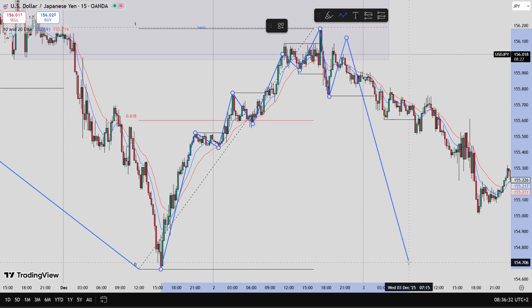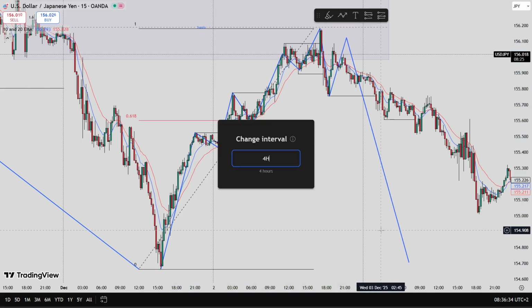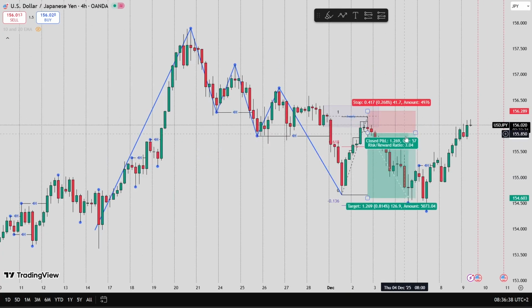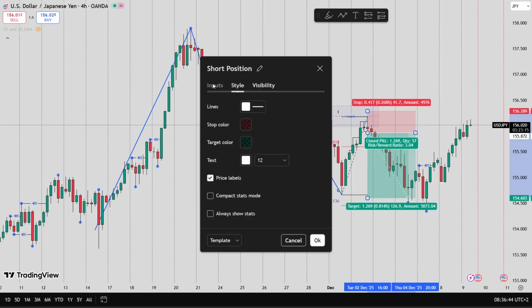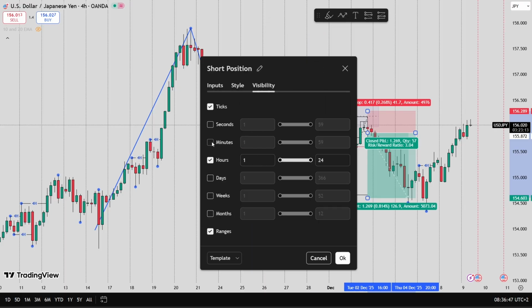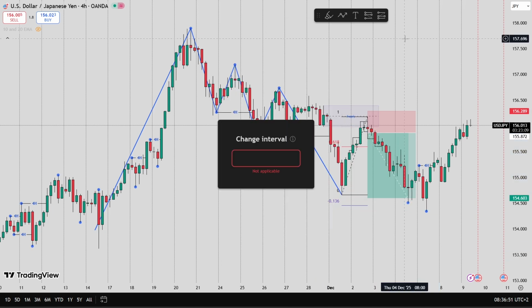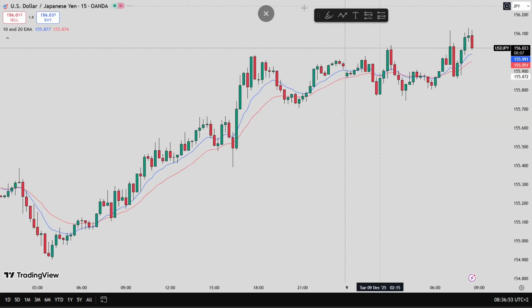So let me firstly make this tool visible on the lower time frame. Right. So on the visibility on the minutes time frame. So as we head back here, the 15 minutes.